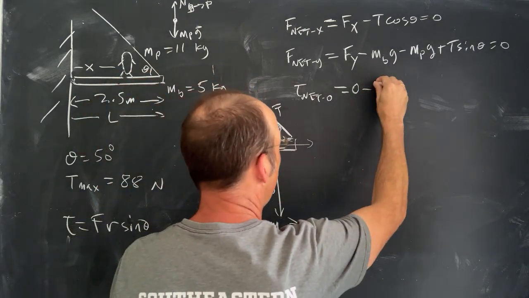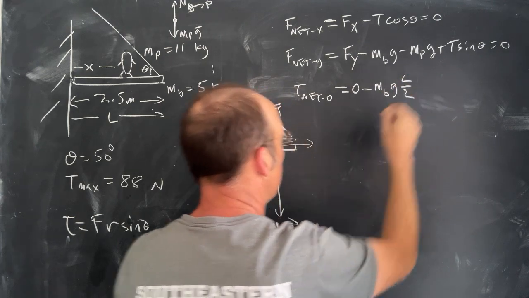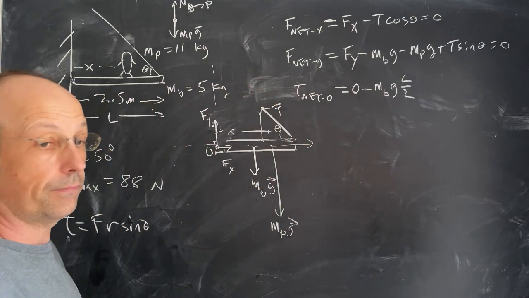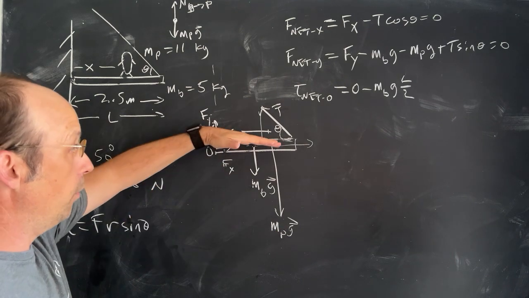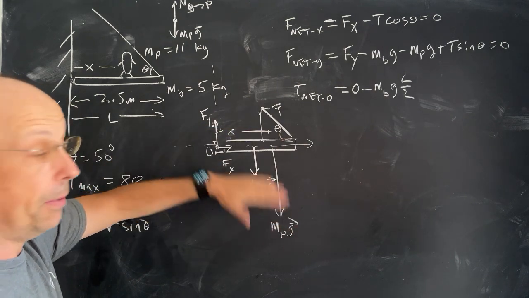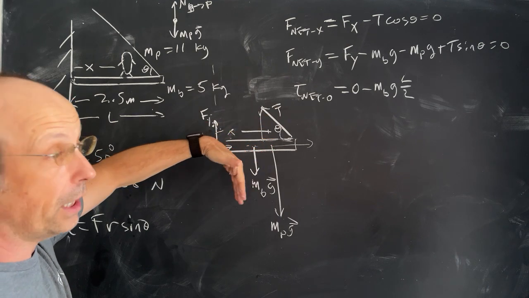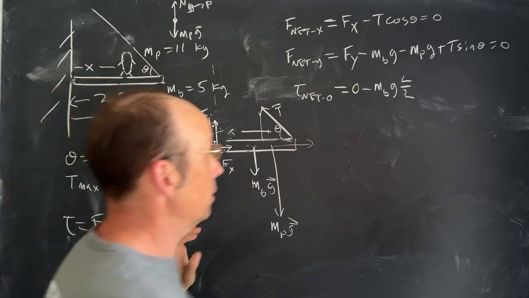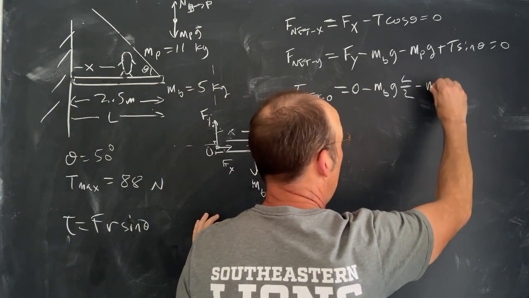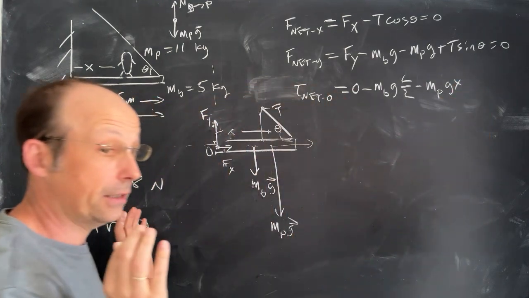It's going to be negative the force, mass of the board times g times L over 2 times sine of 90, which is 1. What about this torque? Well, it's also going to be negative. The weight of the penguin would also make the board rotate in the clockwise direction. Now, its torque arm is x. I don't know what that is, but I can write minus mass of the penguin times g times x.